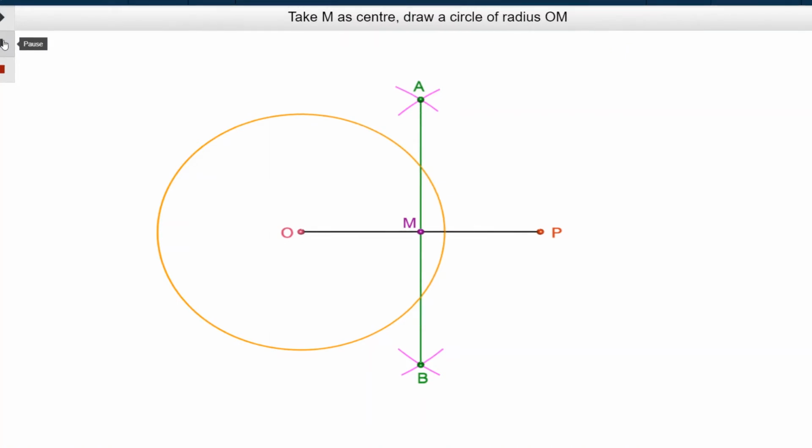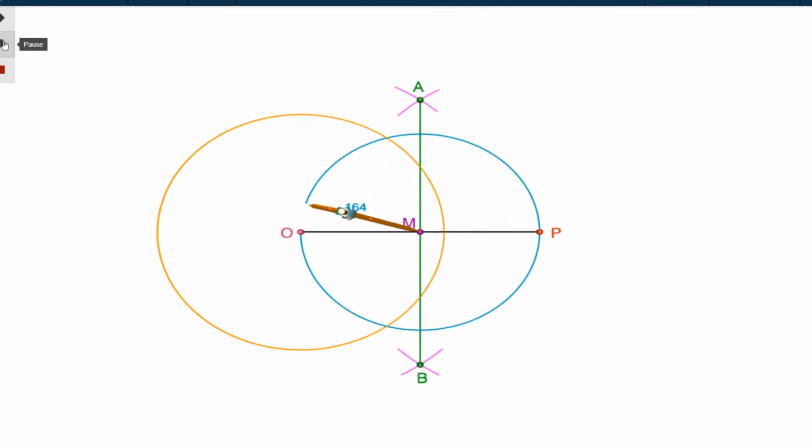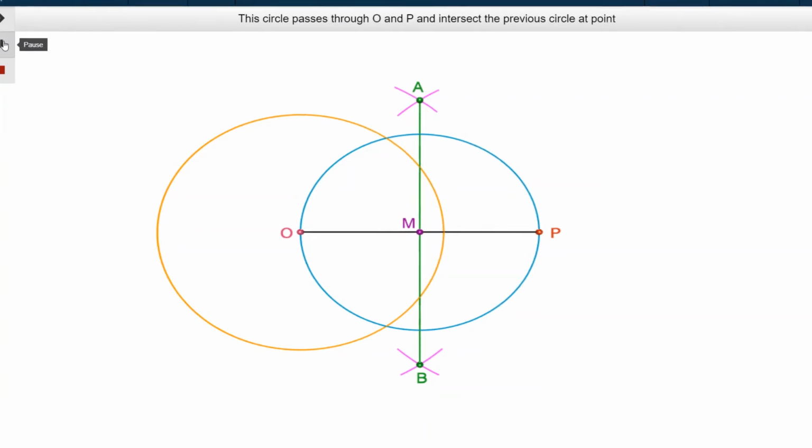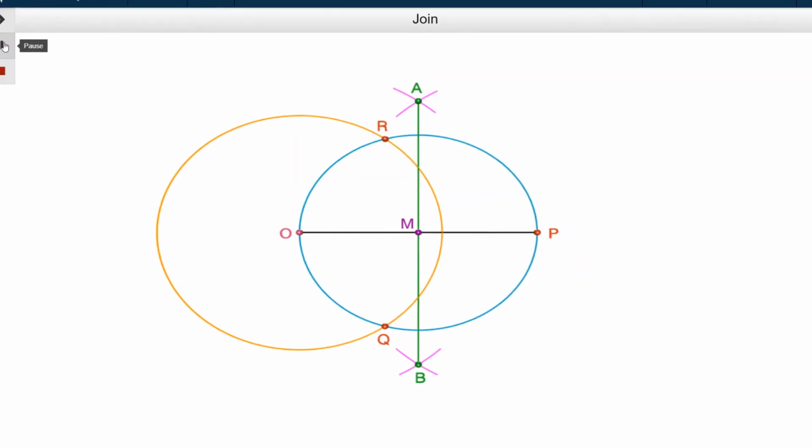Now take M as center and MO as radius, draw a circle. Now we can see this circle passes through O as well as P. And it intersects the previous circle at 2 points. Name the first point Q, and the second point R.